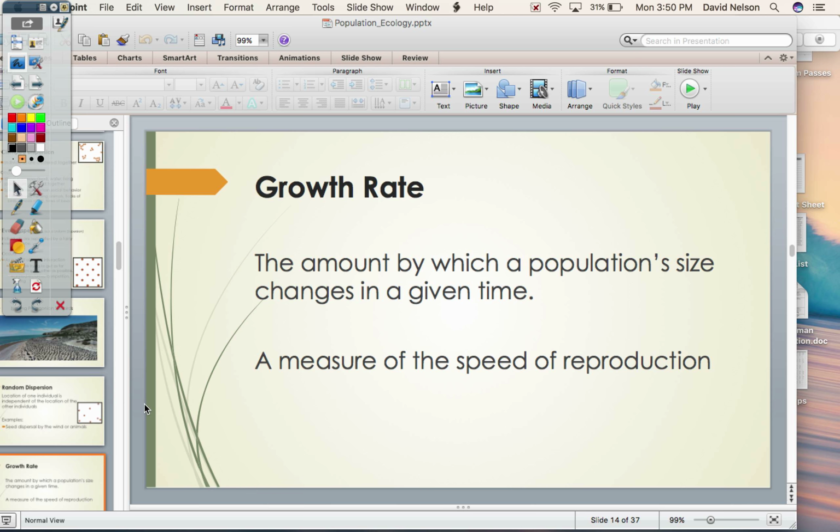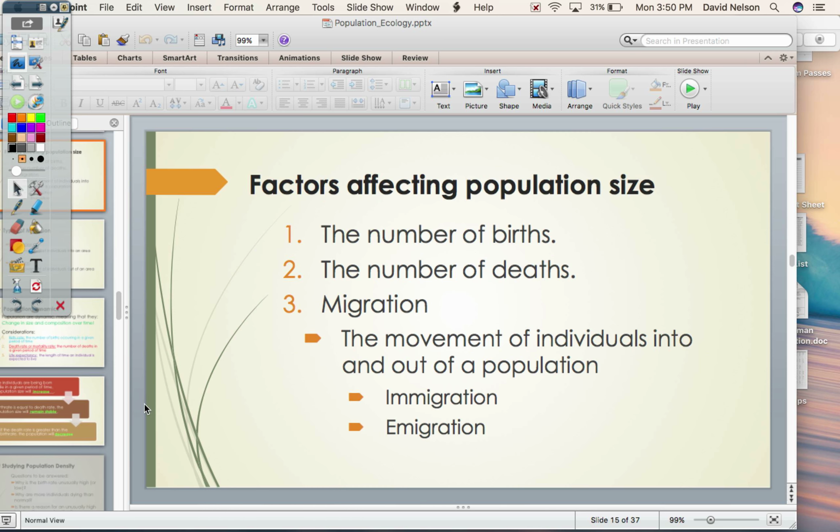Next, we have growth rate. So it's the amount by which a population size changes in a given time, and it's a measure of the speed of reproduction. We have factors that affect the population size, and that's going to be the number of births, the number of deaths, and migration. And there's two types of migration. We have immigration and we have emigration.